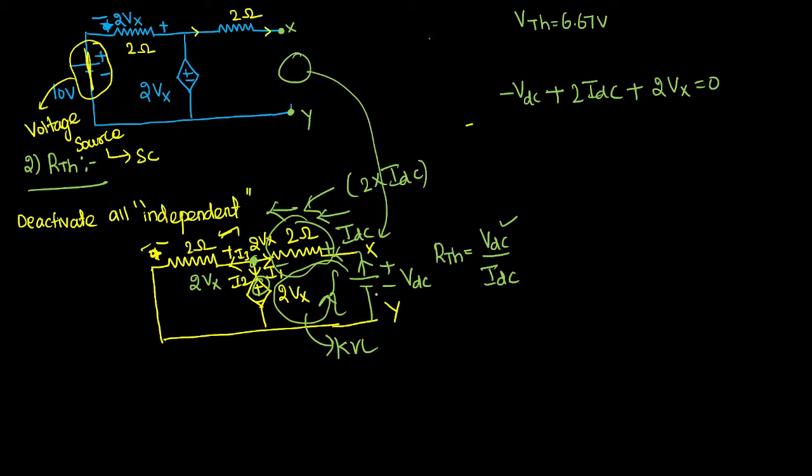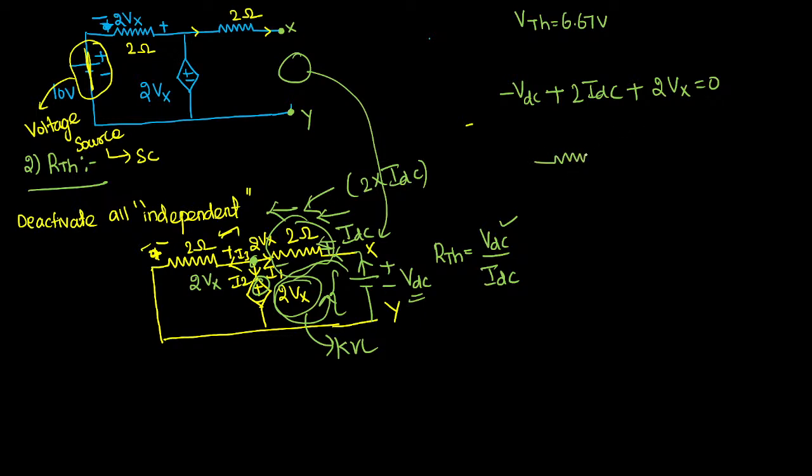Now we have to bring the relation between Vx, IDC, VDC, right? That is our next target. Otherwise, we cannot calculate the value of RTH. How to do this? Just think. Here I am having twice of Vx, here I am having VDC, and the current flowing through this branch is IDC. Sir, how to bring the relation?